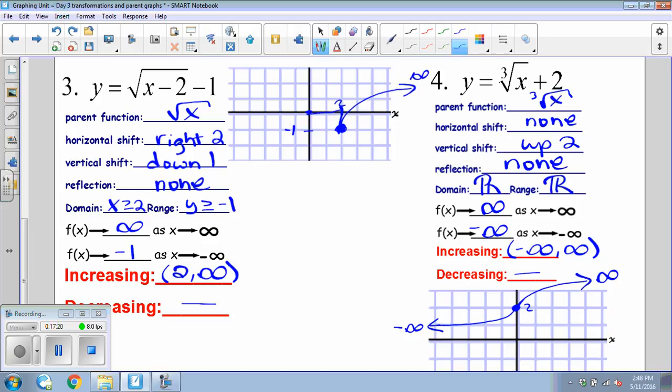The domain is all x's greater than or equal to 2. The range is all y's greater than or equal to negative 1. The function approaches infinity as x approaches infinity, and it approaches negative 1 as x approaches negative infinity. It's increasing from 2 to infinity. Remember, when you're talking about increasing and decreasing, it's your intervals of x.